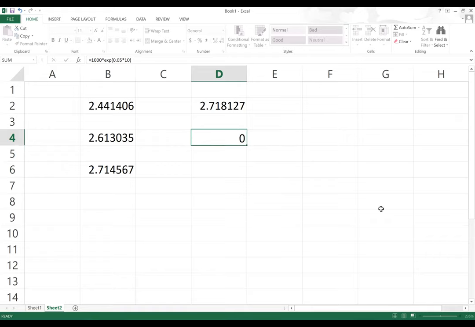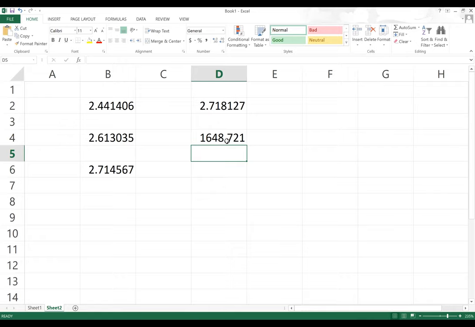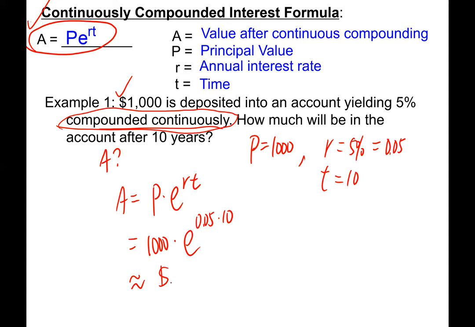Then the result turned out to be $1,648.72 after this time. So the ending balance is $1,648.72. Okay. And that's how you deal with this continuous compounding problem. And the formula actually is even simpler compared to the compound interest formula, right?